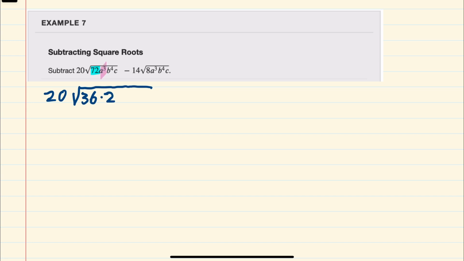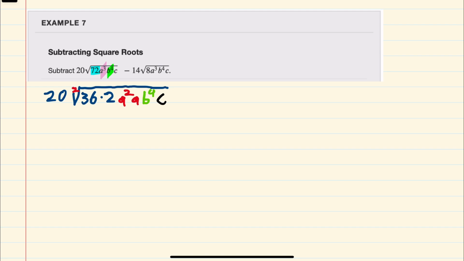And then for a to the third, can I write it as a product of a perfect square? Since we have powers here, I would want one of those powers to be a multiple of 2 because it's a square root. And similarly, I can write this as a2, which is a multiple of 2, times a single a, or a1. And then b to the fourth is already a perfect square. That power is a multiple of 2. So I'll just write that b4. And then there's nothing that I can do with the c, so I'll just bring that down.